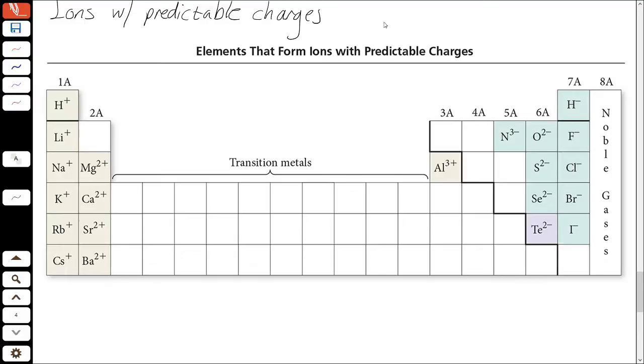Everything else in the periodic table is blank here because we can't predict the charge of those just based on its position in the periodic table. There are some other elements that have predictable charges, and we'll get into that in the next chapter, but we can't just say like, oh, it's in this row, so it's got to be this charge, or this column, so it's got to be this charge.